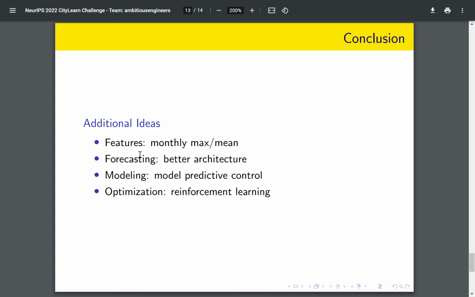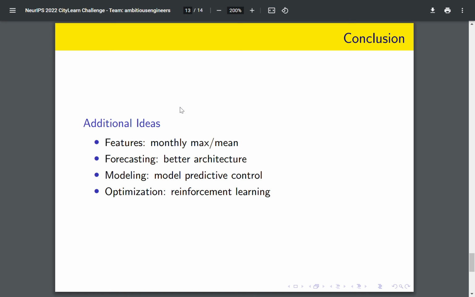On the forecasting side of things, you might have been wondering why we were using an MLP, not something fancier like an RNN or a CNN. And it's mainly because it was fast and easy to use. We did try an RNN. We got roughly the same results as an MLP, but the MLP was like 10 times faster. But we do think that we could probably improve the forecasting with a better architecture.